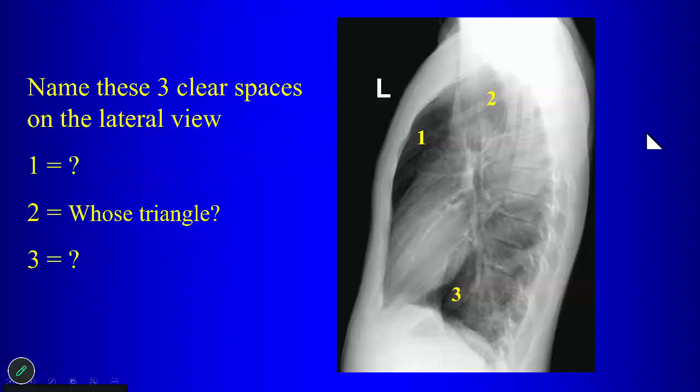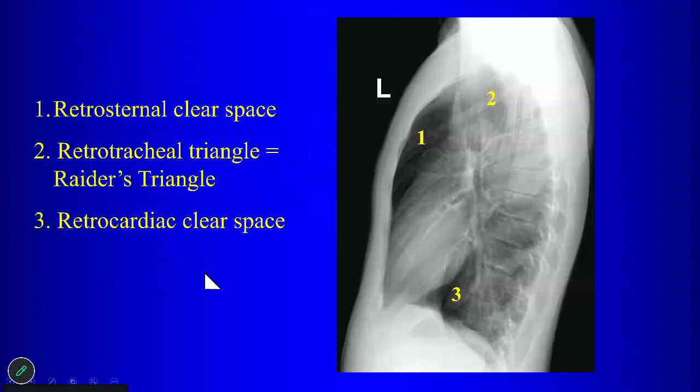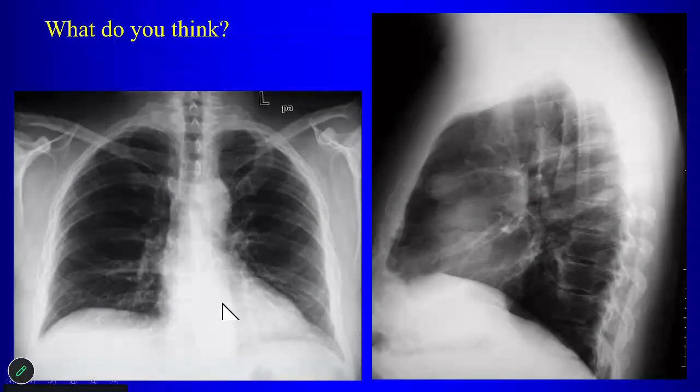What are the borders? It's called a triangle. What are the borders of the triangle? The anterior border is the trachea, the posterior wall of the trachea. The posterior border is the anterior border of the vertebral bodies. The inferior border is the aortic arch. Those are the borders of Rader's triangle. Okay. And number 3, retrocardiac. Right. So those are the 3 clear spaces generally on the lateral view.